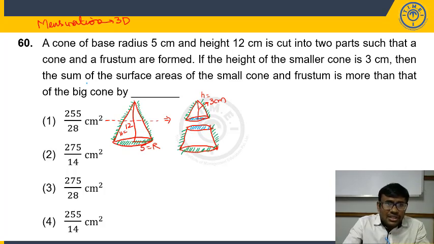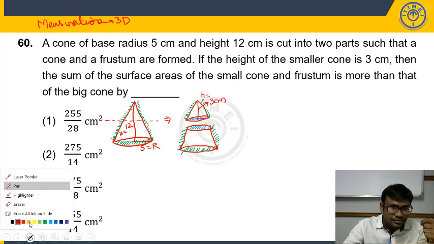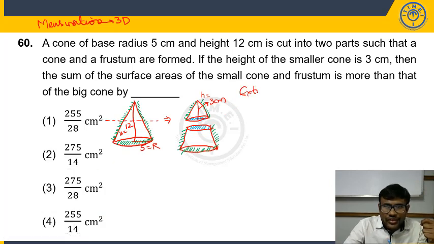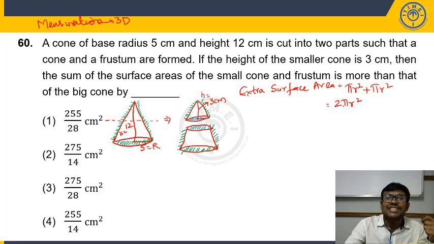Now what is the question? The sum of the surface area of the small cone and frustum is how much more than the surface area of the big cone? Means the extra part we are getting. Why? Because the green color is there in the first cone and the separated cones. Yes or no? In both cases, the green color was there. So he's asking how much more, means the extra surface area you got. So we have to calculate the extra surface area, only this part. This is nothing but here one area and here the other area, that is pi r square plus pi r square. So it is 2 pi r square. This is the extra surface area that we need to calculate.